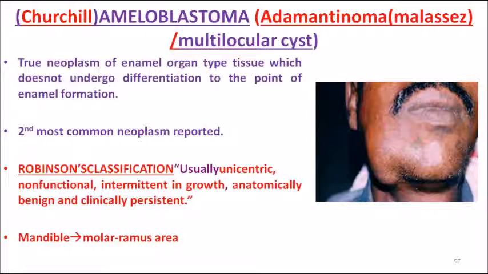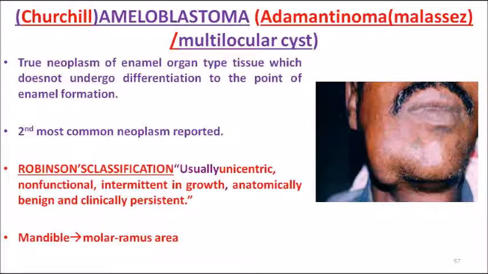So ameloblastoma, as I told you, comes under benign odontogenic tumors, and that too the origin is purely from the epithelium. Okay, so ameloblastoma, the term was given by the scientist Churchill. So you should remember the term and the scientist, Churchill. And the other name of ameloblastoma is adamantinoma. It can also be called adamantinoma, and the term was given by the scientist Malassez. Okay, so remember these two scientists: Churchill gave the term ameloblastoma and Malassez gave the term adamantinoma.